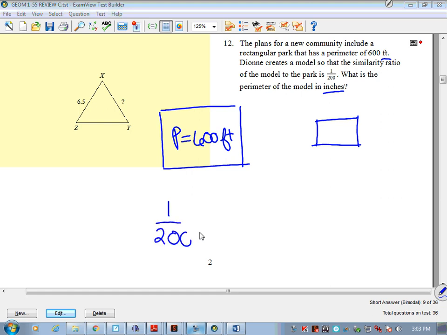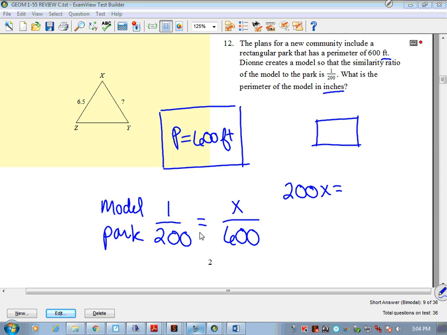And that's going to be our model to our park. Our model to our park has a scale factor of 1 to 200. What's the perimeter of the model in inches? So if we're model over park, then essentially we're cross-multiplying: 200x equals 600. When we divide by 200 to solve for x, we get x equals 3.